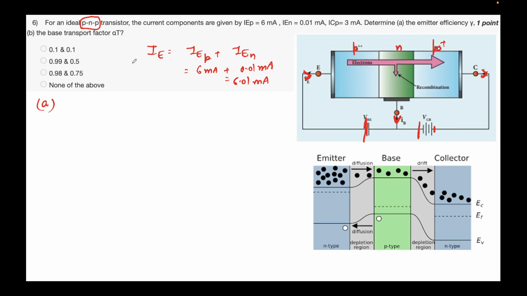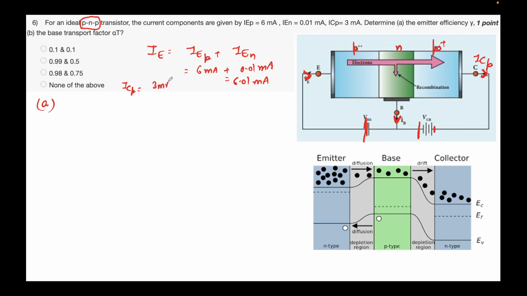And the total collector current, ICP, remember it's written ICP here. This is the same current that I'm getting from here. Why ICP? Because I'm ignoring the reverse saturation current, so the electrons will not have any component. ICP are the holes that are coming from this side, and I'm collecting them over here. In this case we are talking about P and P, so the holes will be collected at the collector. So ICP has been given as 3 milliamps.